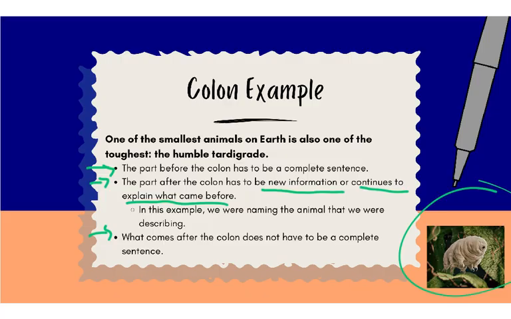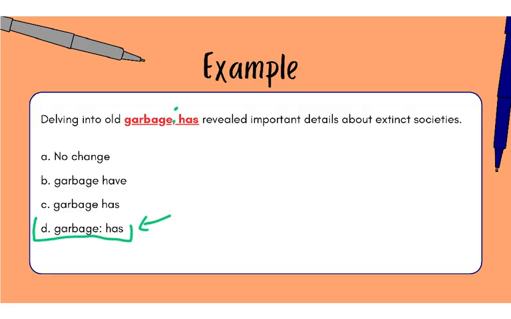So if we're following our three rules, number one, the part before the colon has to be a complete sentence. If we look at this, delving into old garbage, that is not a complete sentence. So we know right there with our first rule that it cannot be a colon. Now we're not going to get into the other three because these actually are covering different principles that we'll cover later. Just know for this example, we're definitely not using a colon because this is not a complete sentence.